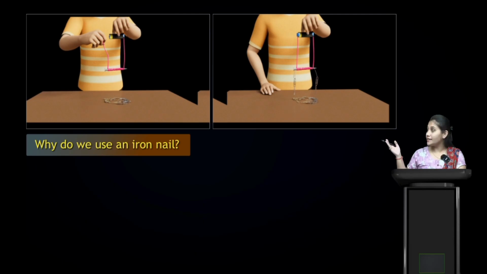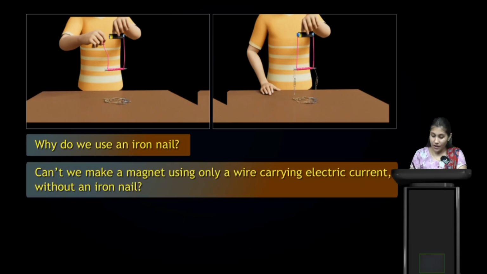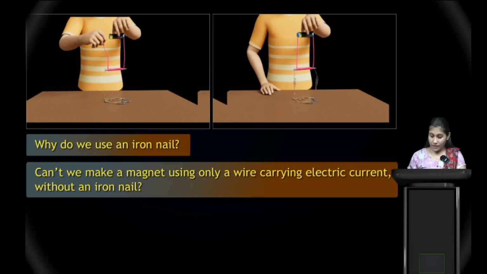Here on the screen it is said, why do we use an iron nail? Iron nail means this one. Yesterday we saw the iron nail, isn't it? This structure is called the iron nail. So here it is asked, why do we use an iron nail? We make a wire carrying electric current without an iron nail. Now the question is, can't we make a magnet only by using a wire where the electricity passes, without an iron nail? So let's see what is next.